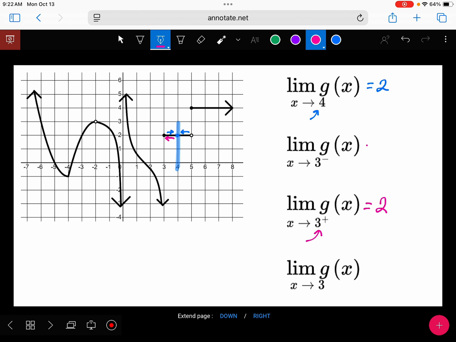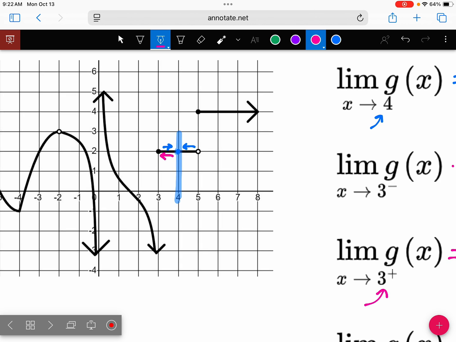What happens as we approach 3 but from the left? I heard someone say it is continuous, so I'm going to think about it. We're looking right here. So what is it approaching? Oh, I heard it. Negative infinity.